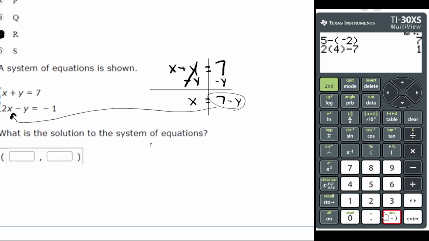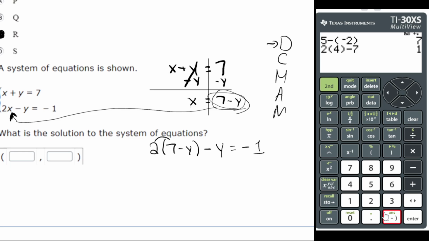So let's do that. 2 times 7 minus y equals negative 1. We took out the x. We put in what we found x to be. Now we go to standard equation solving. Step 1, distribution. We have parentheses, so we have to distribute. Remember, distribution is always, always, always multiplication.